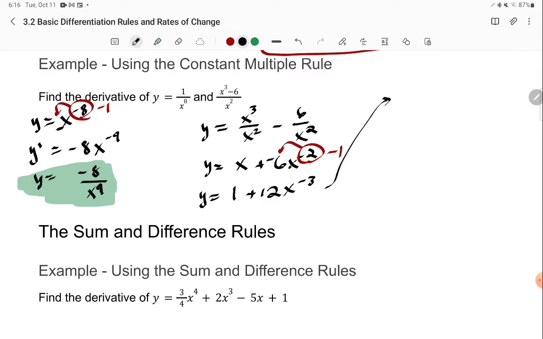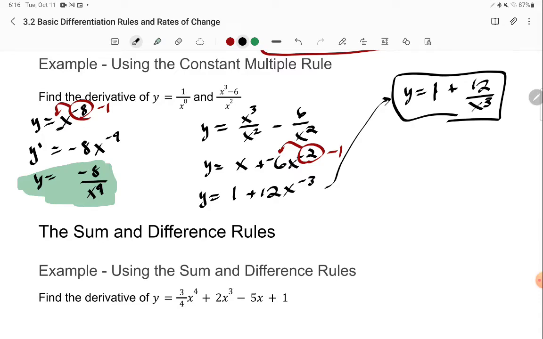And if we didn't want to write it with negative exponents, it would be y is equal to 1 plus 12 over x to the third. And then that would be our final answer on that one, as far as we can go.